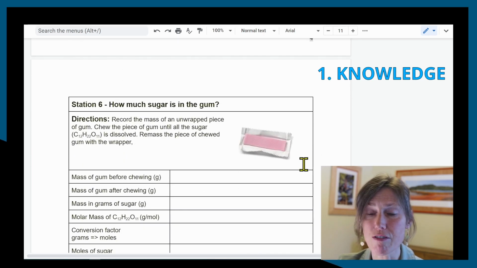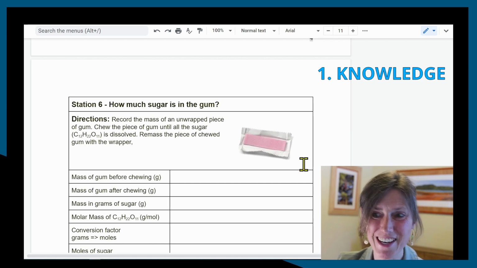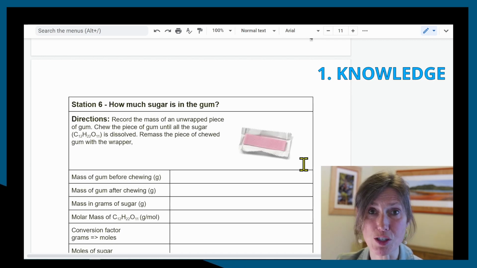Another station involves chewing gum. How much sugar is in the gum? Chew it before, measure it before, and then after. And of course, the weight should be less because all the sugar dissolves out of the gum. And they can see, okay, is there a mole that we actually have lost as a result of chewing the gum?